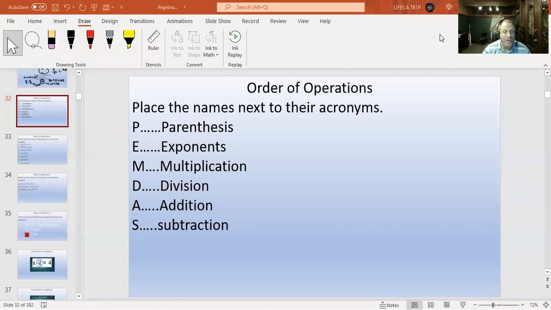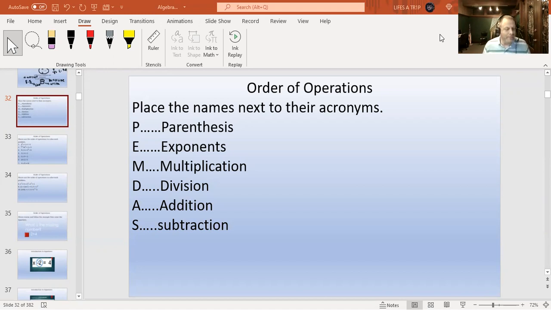This is JD Tutor, and I'm here to teach you the sixth video, which is the order of operations. All right, so place the names next to their acronyms. I went ahead and did that for you. P is for parentheses. We do that first. E is for exponents, M for multiplication, D for division, A for addition, S for subtraction. These are the steps and the order that we're going to perform our operations in our equations.